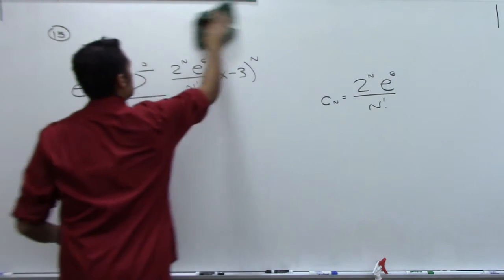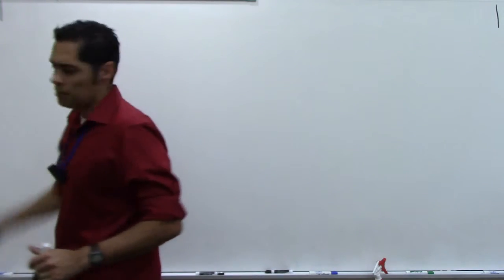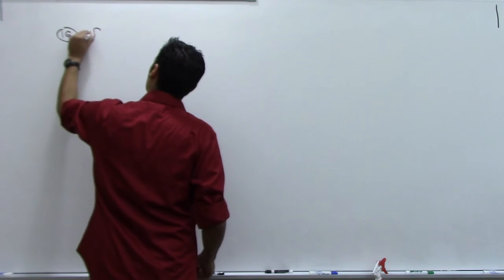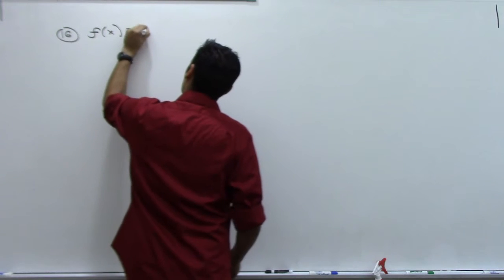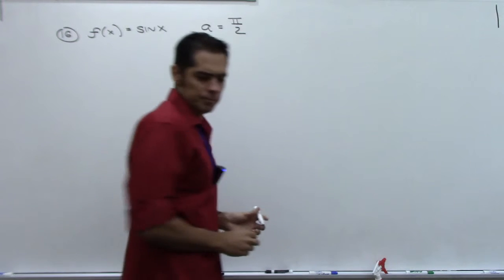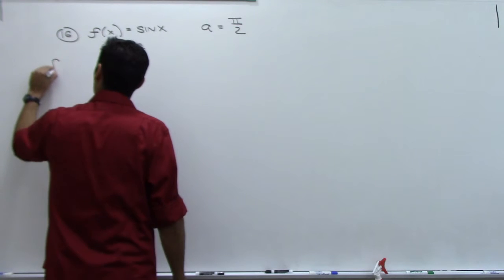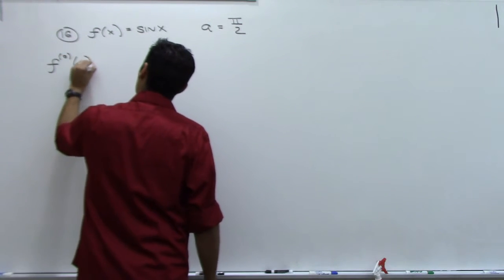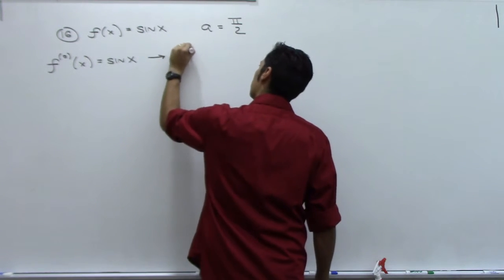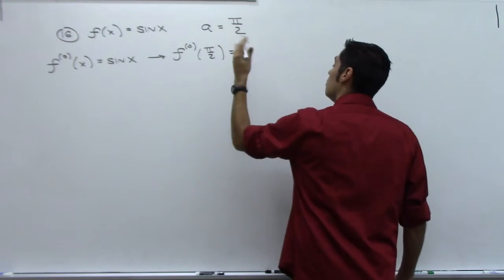I'll do one more. We'll do 16. f of x equals sine x, a is pi over 2. So, some derivatives. The 0th derivative is itself. Plug pi over 2 into the 0th derivative: sine of pi over 2 is 1.